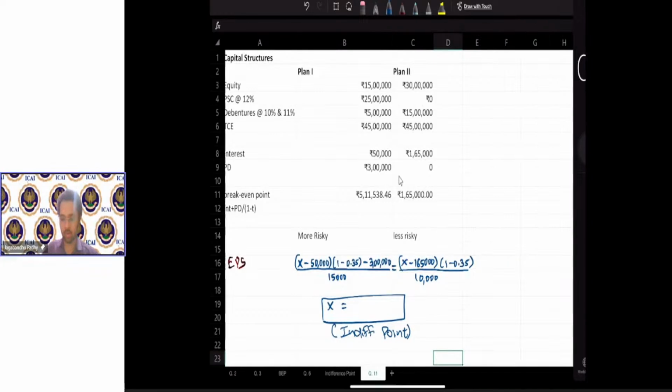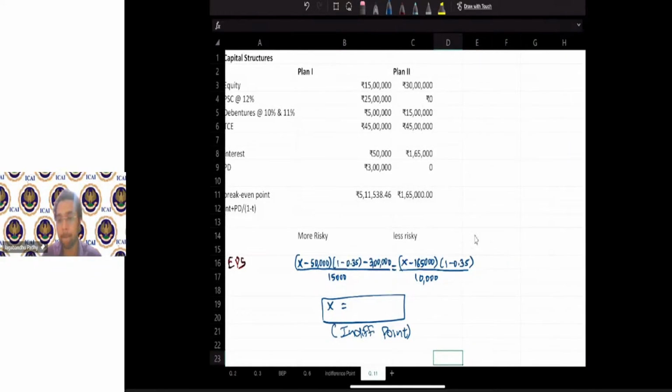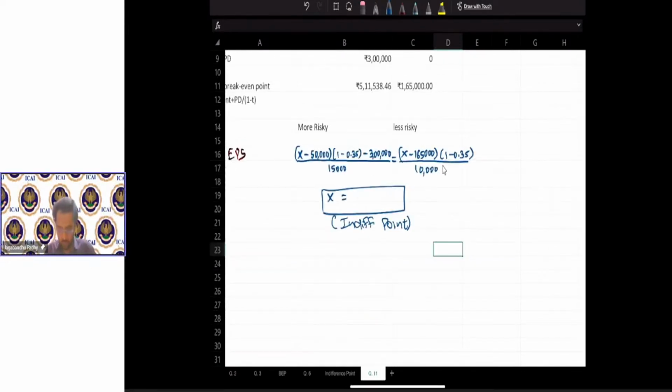Anyone got it? Anyone got it? 663280. Seems to be some incorrectness in your answers. Let me just quickly solve it for you.